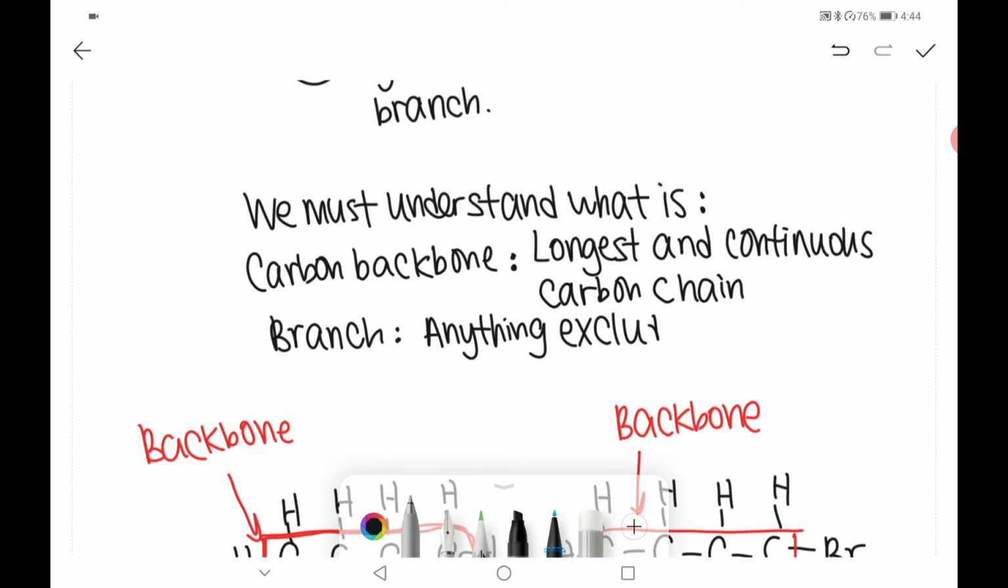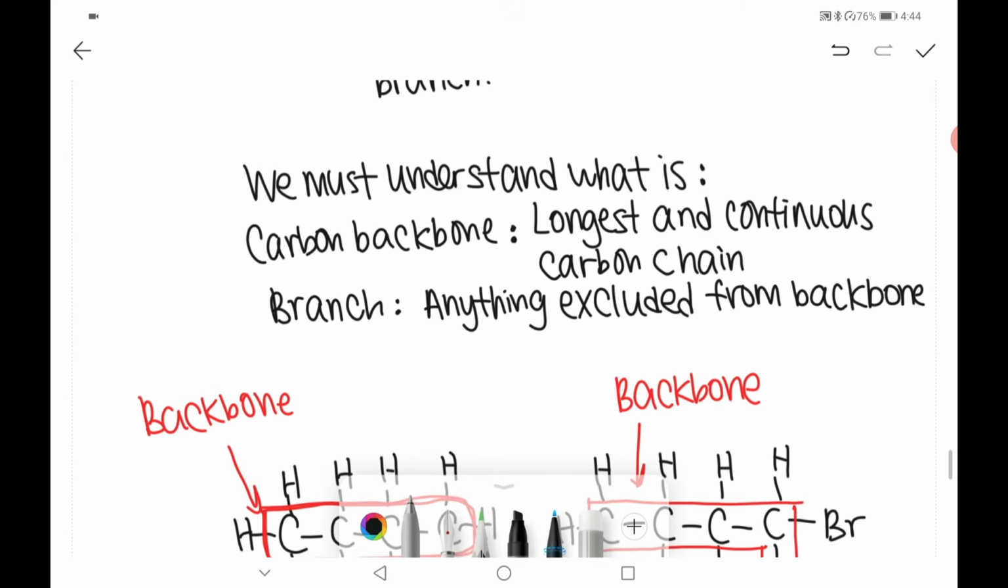Excluded means not inside. Everything excluded from the backbone, anything not inside the backbone, is called a branch. And here you must know one thing: hydrogen is not a branch. Everything not in the backbone is a branch except hydrogen. I repeat, everything not inside the backbone is a branch except hydrogen.